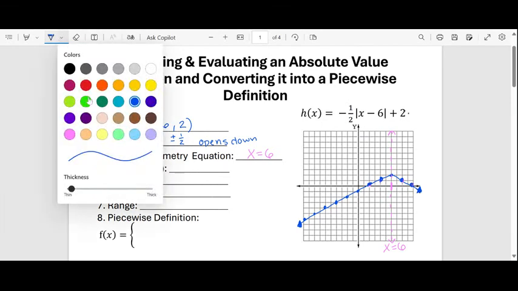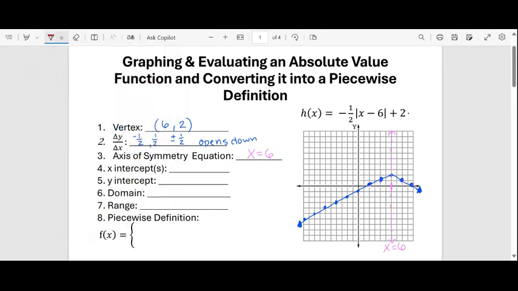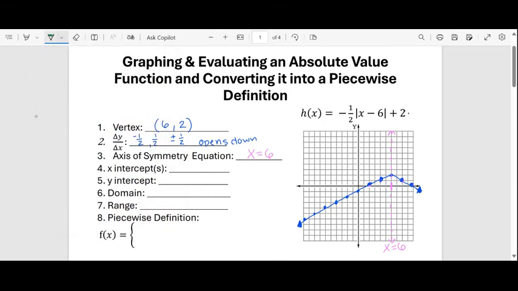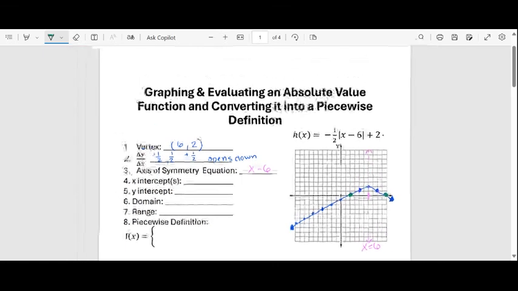X-intercepts are where the line crosses your x-axis. So I'll do these in green. My x-axis is the horizontal line that goes left and right here. There are two spots where it intersects that horizontal line. Right here and right here. And we just have to say what those points are. So the first one here is at 2, 0.